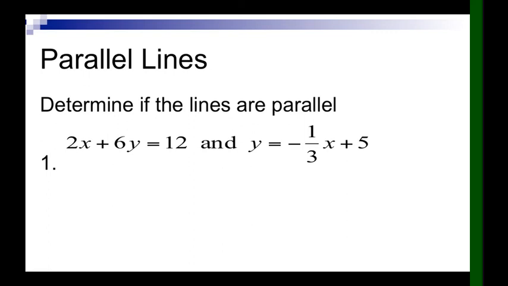Parallel lines: determine if the lines are parallel. Using this equation, let's determine if the two lines are parallel. We have the line 2x plus 6y equals 12, and y equals negative 1/3 x plus 5. To determine that, we need a slope of negative 1/3. So first we need to convert it to slope-intercept form, so we can get the m. So, 2x plus 6y equals 12.